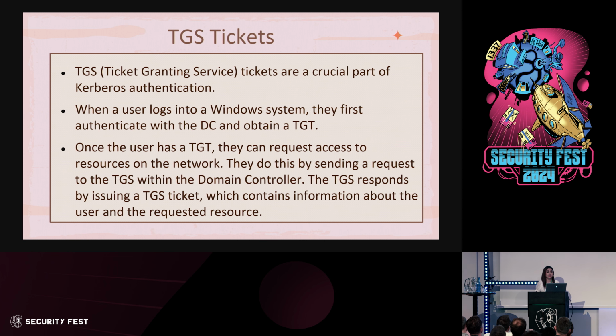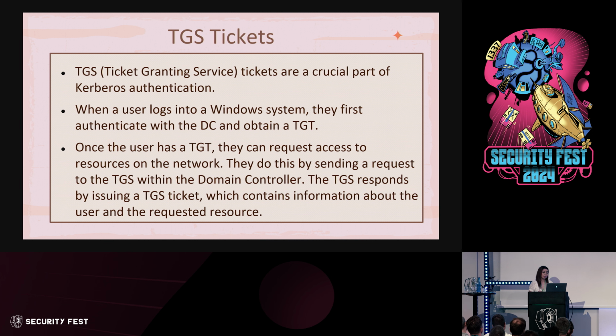TGS tickets. This is one of my favorite topics, and it's kind of sad that I don't really get to talk about it as much as I would enjoy. TGS tickets are a crucial part of Kerberos authentication. We know that Kerberos has three main components: a key distribution center, a ticket granting ticket, and an authentication server. When a user logs into a Windows system, they first authenticate with the domain controller and obtain a ticket granting ticket. Once the user has a ticket granting ticket, they send a request for resources on the network to the ticket granting service on the domain controller. The TGS responds by giving them a TGS ticket, like, okay, here's your ticket, containing user information and information on the requested resource, right?